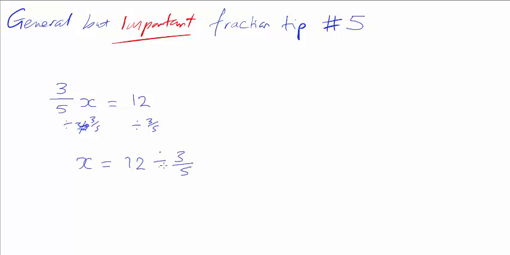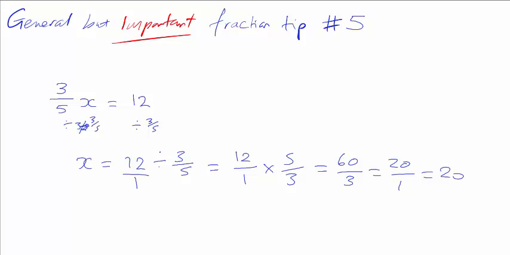So what do we do? Number divided by fraction. We put that over 1. This is now going to be the same as 12 over 1 times 5 over 3. This is 60 over 3, which goes down to 20 over 1, because 3 goes into top and bottom. Our answer is 20. There you go. x equals 20. One more.